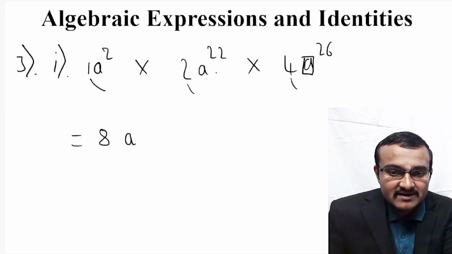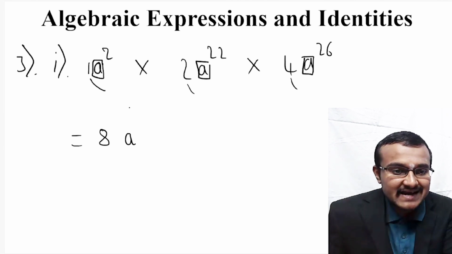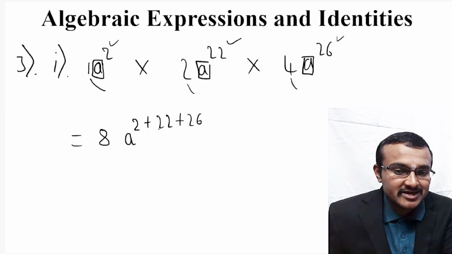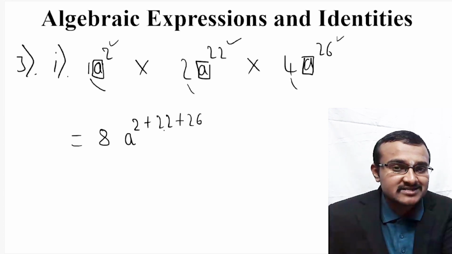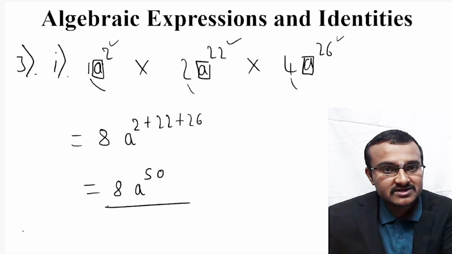All these three have the same base. So when all these three have the same base, you can commonly write it as a and add the powers. For this a, 2 is there, for this a, 22 is there, for this a, 26 is there. So a power 2 plus 22 plus 26. What is 26 plus 22? 26 plus 22 is 48. 48 plus 2 is 50. So 8a power 50 will be the answer for the first question in this third question.